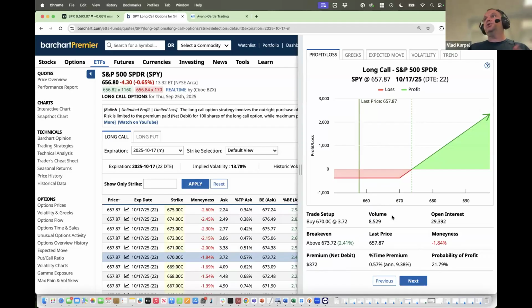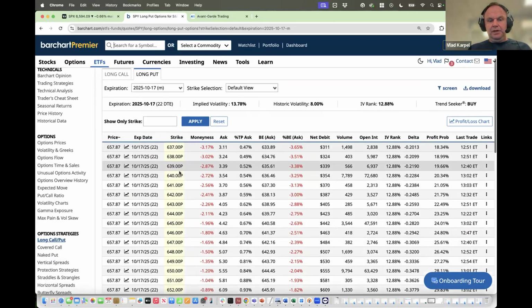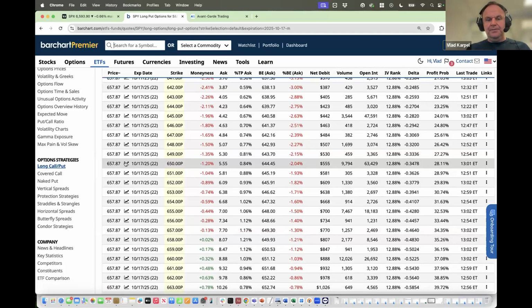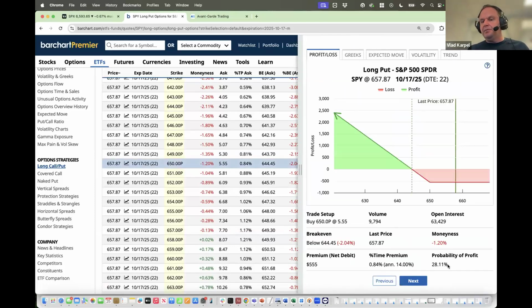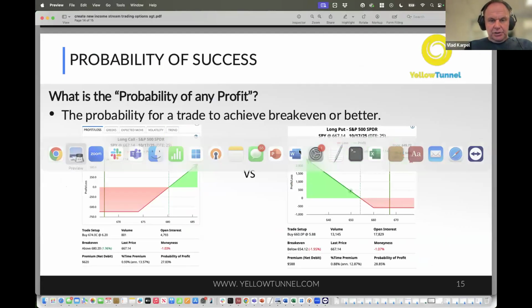And if you want to structure a trade to hedge your existing portfolio, you can switch to long puts. I want to hedge to maybe the 650 put, click. Okay, 30% probability of profit. There's a time decay. Every day, if the stock doesn't go anywhere and you don't have that positive or negative catalyst, then the premium is going to slowly disappear, and the time decay starts accelerating as you approach expiration. Any questions?